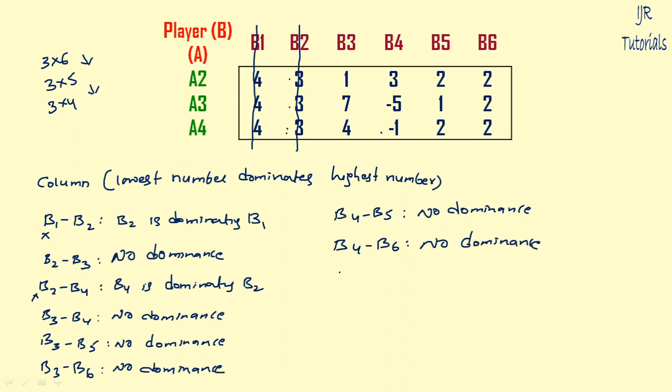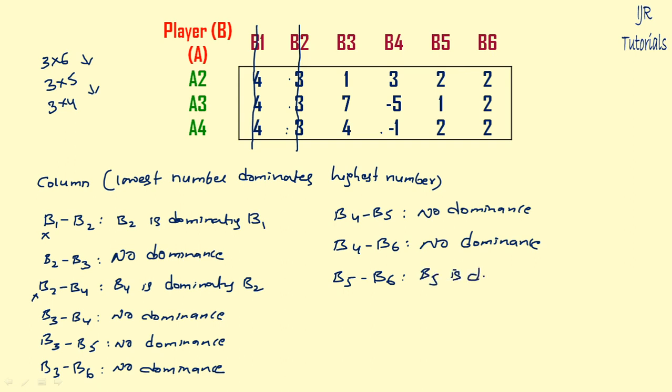The last comparison, B5 to B6. So B5 to B6, that is both are dominating each other. Second case 1 and 2, that means 1 is the lowest number. So B5 is dominating B6. Last number 2 and 2, B5 is dominating B6 and B6 is dominating B5. But in one case here the 1 is there. 1 is the lowest number of B5 and there is no lowest number here. So finally we can say that B5 is completely dominating B6.